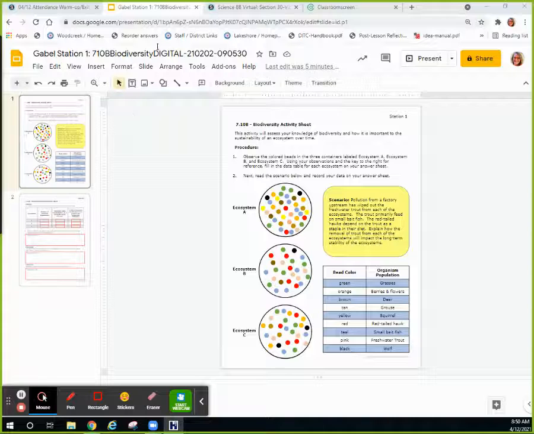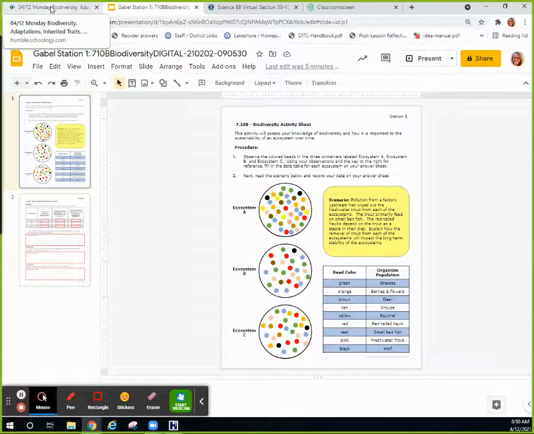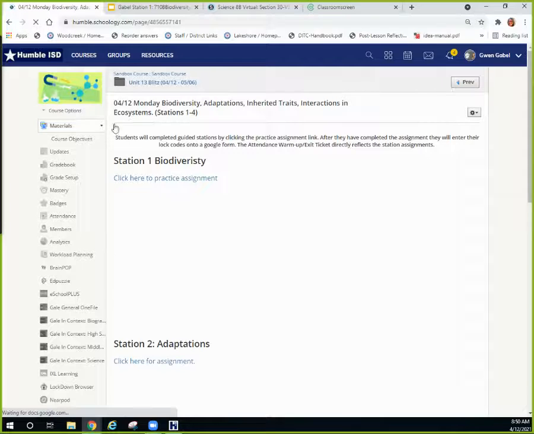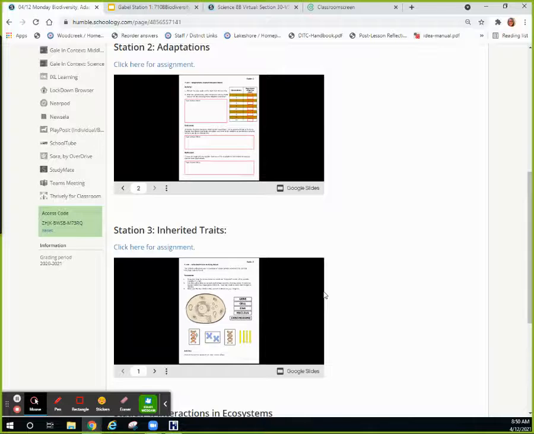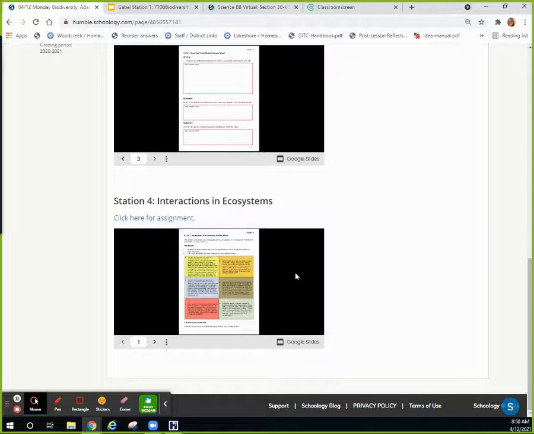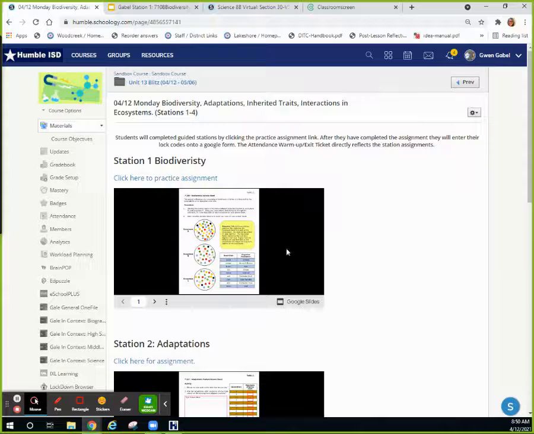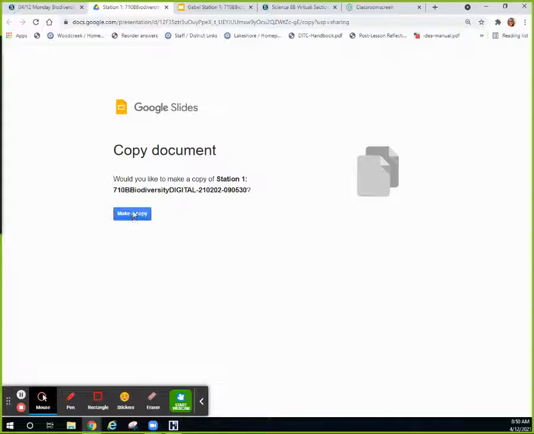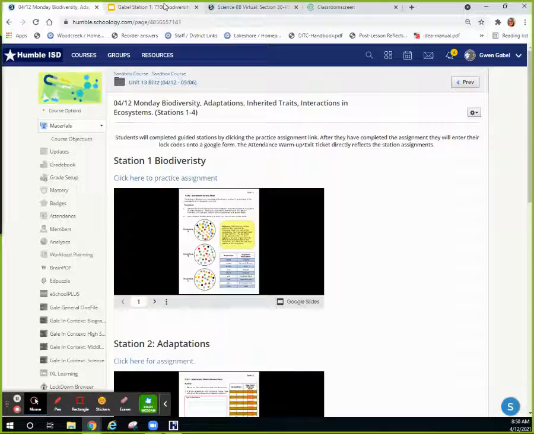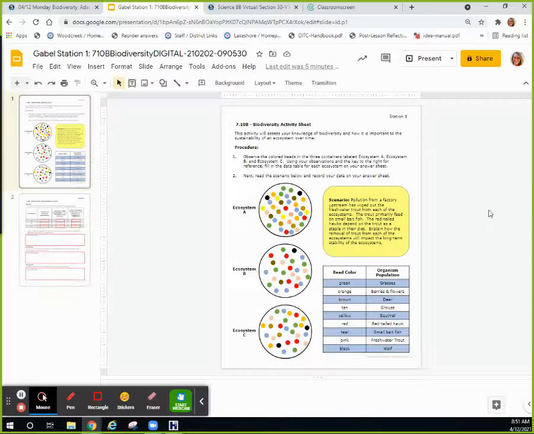Okay, so what you do in Schoology, you're going to access the Monday stations page where you'll see all 4 stations for the day. Now, each station should take you approximately 5 to 10 minutes. It shouldn't take you too long. And what you're going to do is click here to practice assignment, and it's going to ask you to make a copy, and you will make a copy. Okay? When you do that, this is what day 1 looks like.